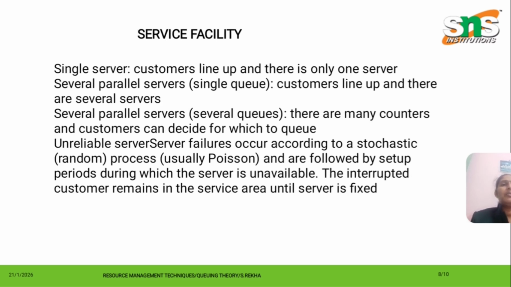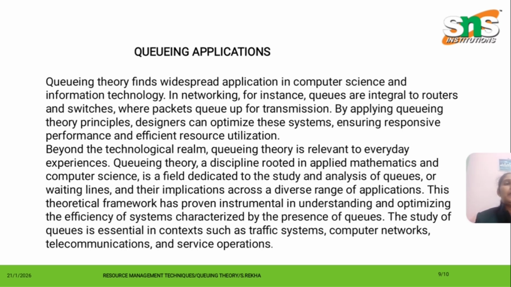For service facilities, there can be a single server, parallel servers, and multiple servers. Based on the server, we have to define the models. A single server means customers line up and there is only one server. Parallel server means customers line up and there are several servers, with a single queue or several queues available. With several parallel servers there are many customers, and the customer can decide which queue to join. An unreliable server means several failures occur according to a stochastic process. These are the concepts available in queue discipline.